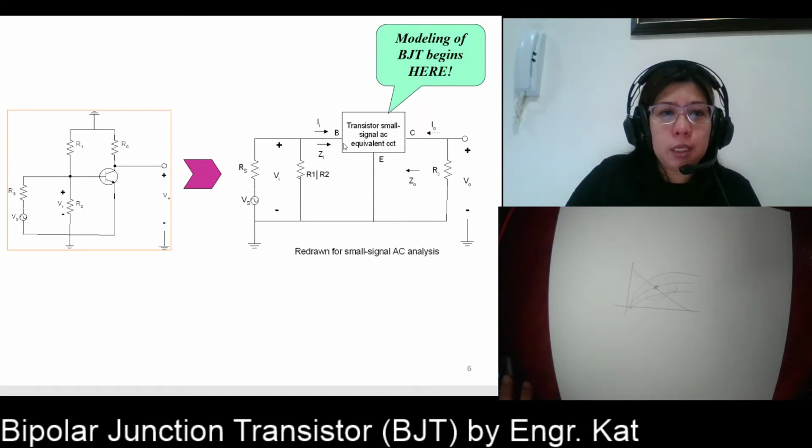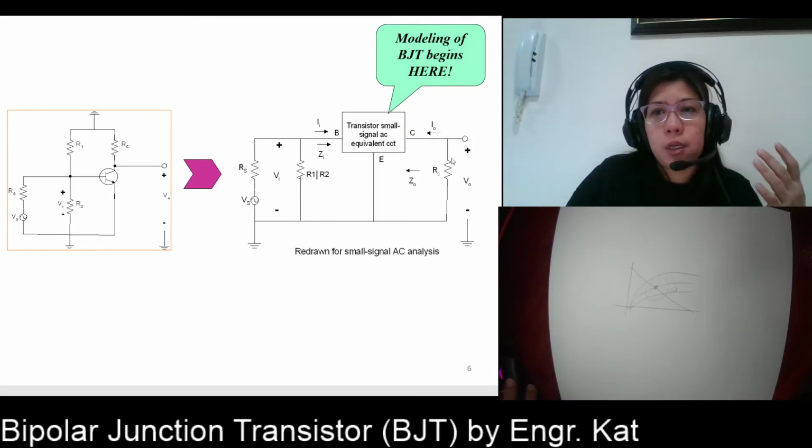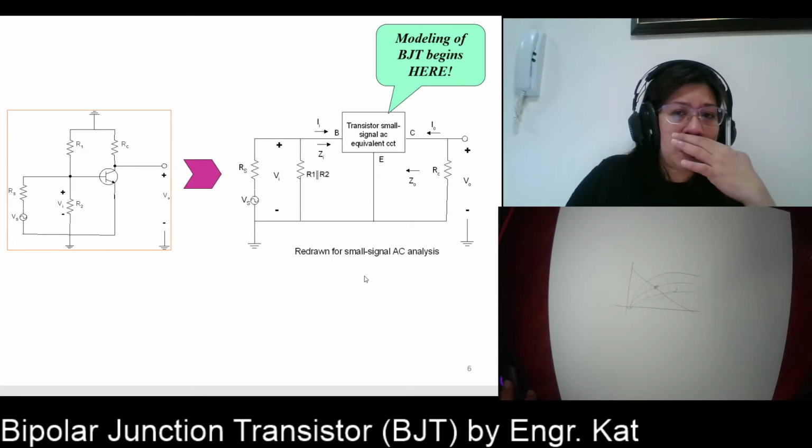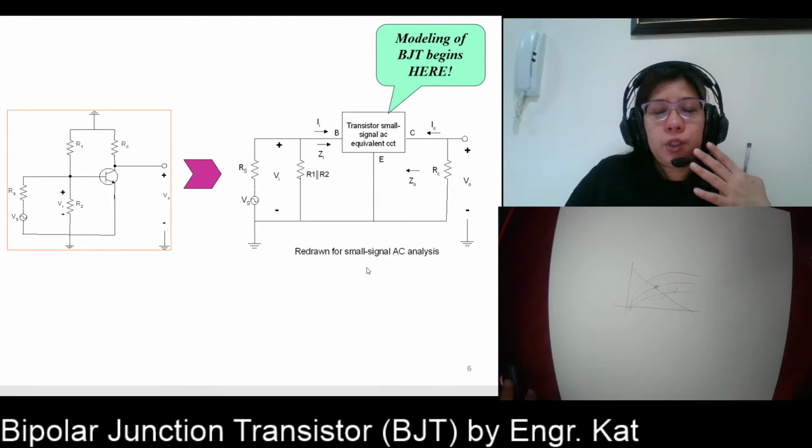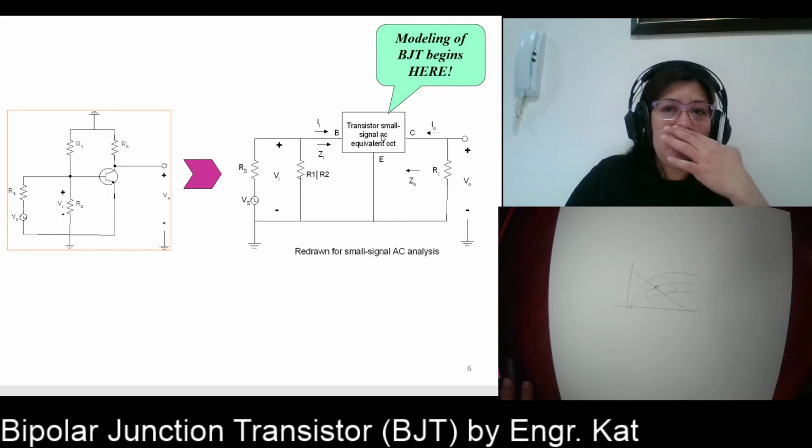This is your base, which is connected to the parallel combination of your R1 and your R2, and then this is your collector, and then this is your emitter. So this is the redrawn equivalent circuit for AC analysis. So your modeling begins here.